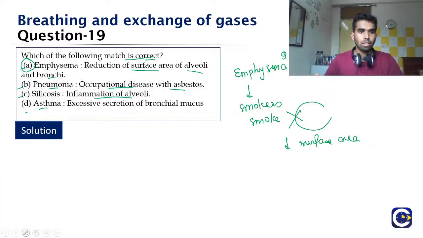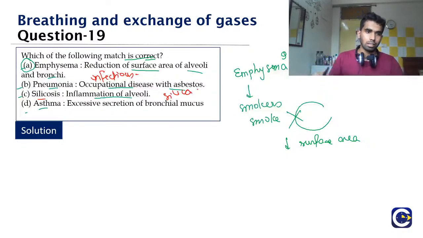Then what is it? It is an infectious disease which is caused by bacteria or viruses. What is silicosis? Silicosis is a pneumoconiosis. It is a disease of the lung caused by silica, and there are high cases of silicosis coming from the Rajasthan area.